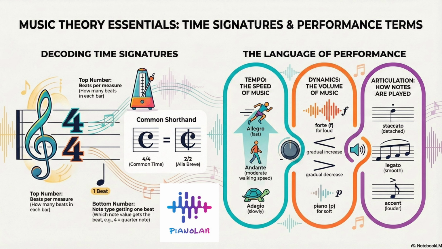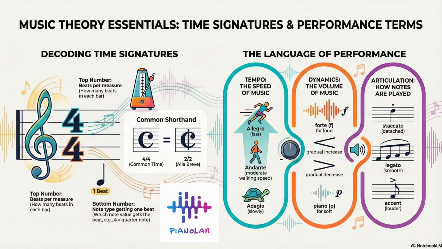The top one seems pretty straightforward. It is. The top number just tells you how many beats or counts are in each measure. Simple as that. But the bottom number, that's where it gets a little more interesting. What's its function? Well, the bottom number dictates which type of note gets one beat. So if you see a 4 on the bottom, the quarter note gets the beat. If it's a 2, the half note gets the beat. So it's basically choosing the unit of measurement for the entire piece. Exactly. It completely changes how you feel the rhythm.